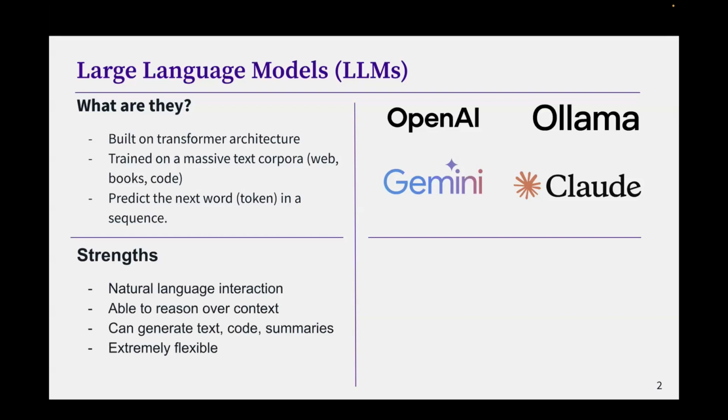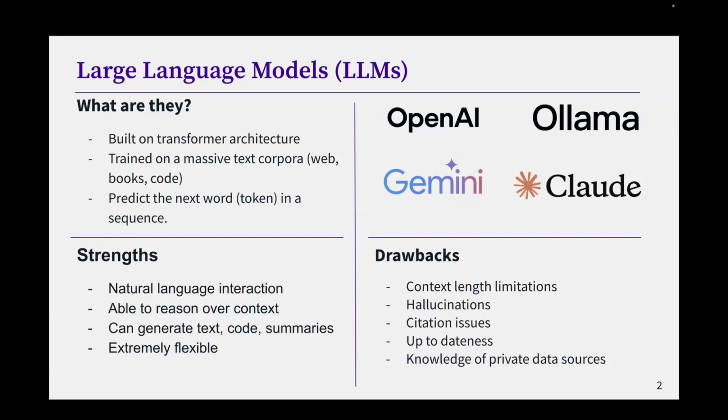What are the strengths? So you talk to them, I guess. That's a fantastic strength compared to other ways of interacting with things. So you've got this natural language interaction. You can reason over context, being some kind of information. So either you give it a huge document, maybe some historical texts to do with court cases, and they can reason over that and give you responses. So they can generate text, code, summaries for these things, and they are extremely flexible.